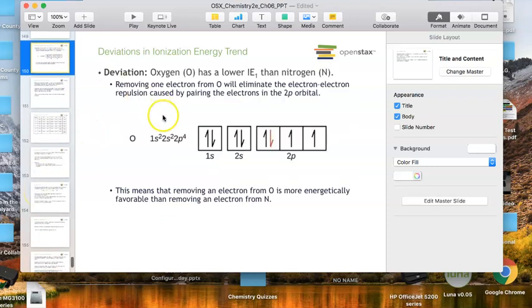So here, oxygen has a lower first ionization energy than nitrogen. Removing one electron from oxygen will eliminate the electron-electron repulsion caused by pairing the electrons in the 2p orbital. This means that removing an electron from oxygen is more energetically favorable than removing an electron from nitrogen.